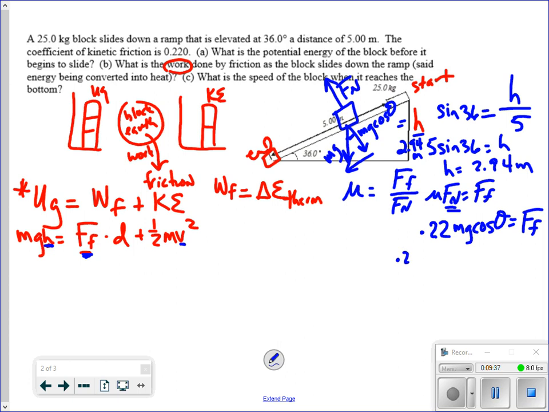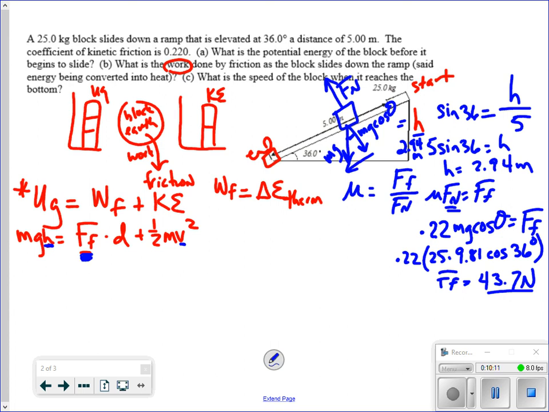So 0.22 is my coefficient of friction. The mass is 25, 9.81 for the gravity, cosine of 36 degrees. Again, make sure you are in degrees, not radians. So 0.22 times 25 times 9.81 times cosine of 36. Force of friction is 43.7 newtons. Okay, so now I've got this one over here.